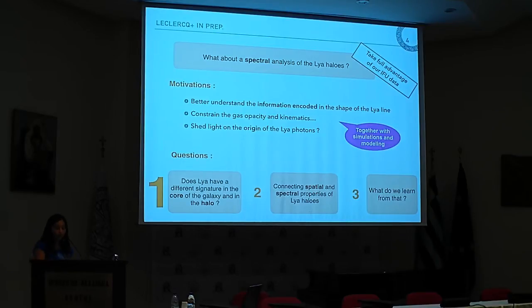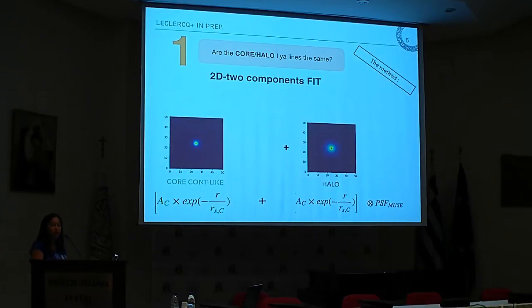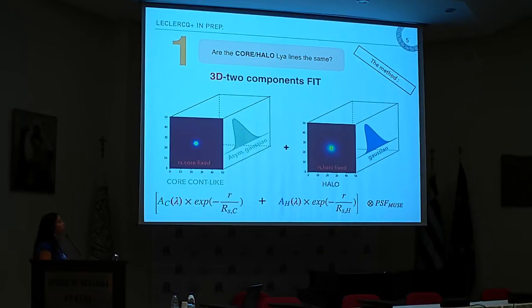This is the main question we want to address with this study. To do that, we don't start from scratch. We use the results from the previous study, the spatial study of the halos, in which, if you remember, we decomposed the Lyman alpha emission in two components: a core component, which is compact and corresponds to the galaxy in UV, and a halo component. Everything was convolved by the MUSE PSF, of course. And now we just add the spectral dimension.